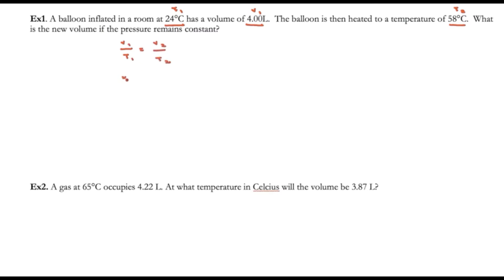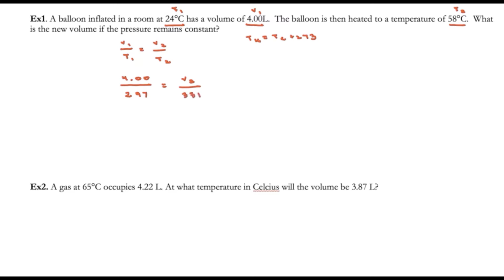My volume is 4.00 liters. Keep in mind your temperature has to be in Kelvin, so I need to take 24 degrees Celsius. And remember, your temperature in Kelvin equals TC plus 273. So I'm going to take 24 and add it to 273. So my temperature in this case is 297. That's going to equal my V2, which is what I'm solving for, all over, well, 58 plus 273 will be my new temperature, so 331.